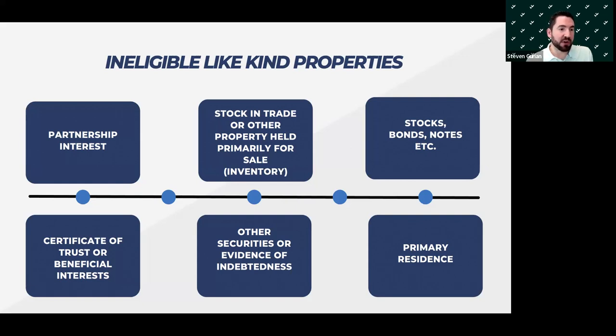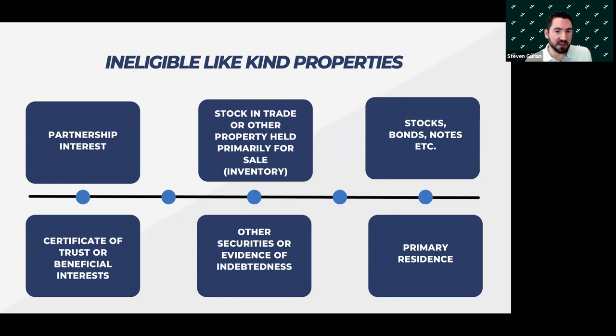The first one is partnership interest. Your partnership interest in a limited partnership or an LLC is not eligible for like-kind treatment, even if that partnership owns a piece of real estate. Only the real estate itself is eligible for like-kind treatment under Section 1031. Next one is stock in a trade or business. That is also ineligible for 1031 treatment, again, even if the C Corp or S Corp owned an interest in real estate.